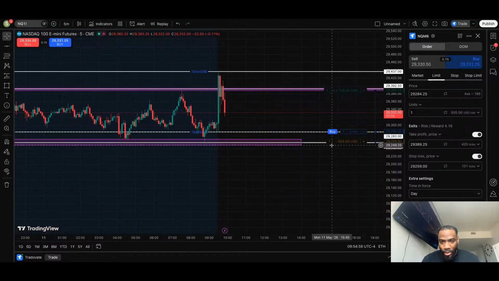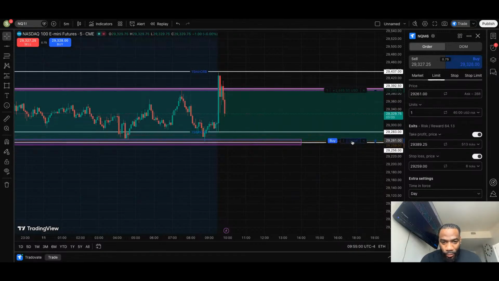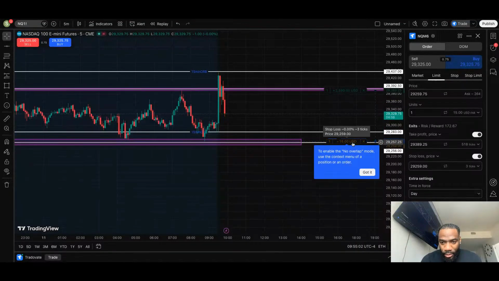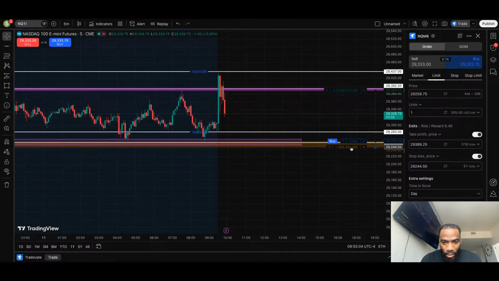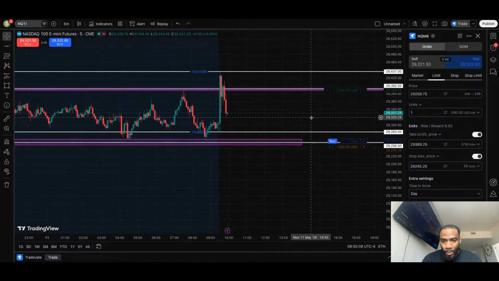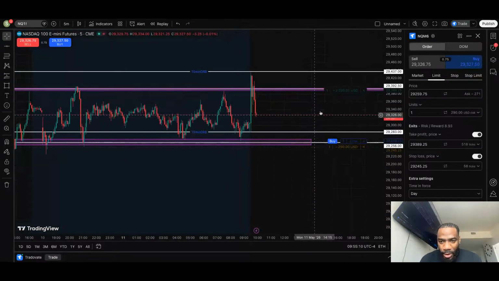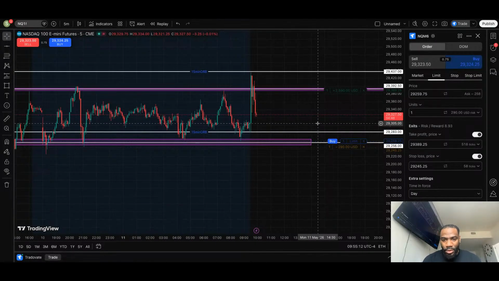So, look, I could risk about 500 to make two bands, or if we really get an entry down here, I could risk like 200 to 300 to make 2,500. But that's being patient. Some people are not patient enough to do something like that.